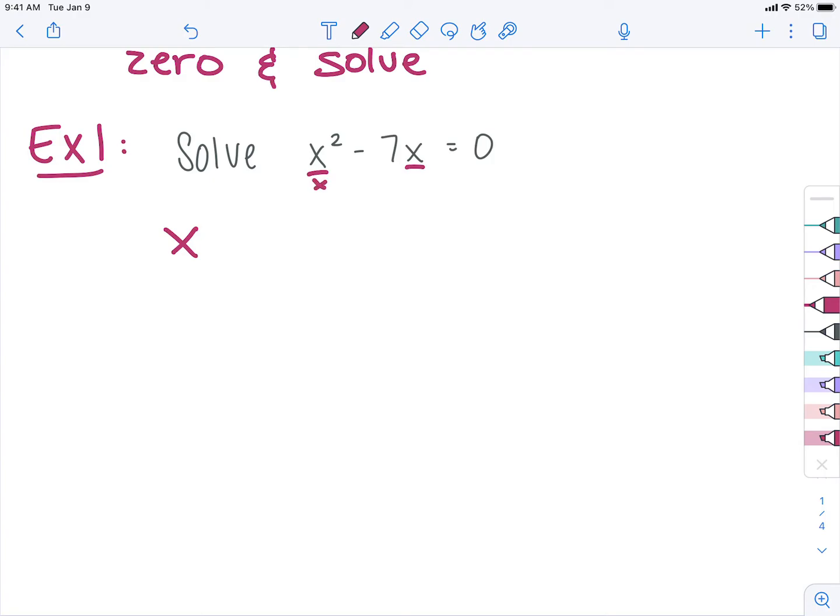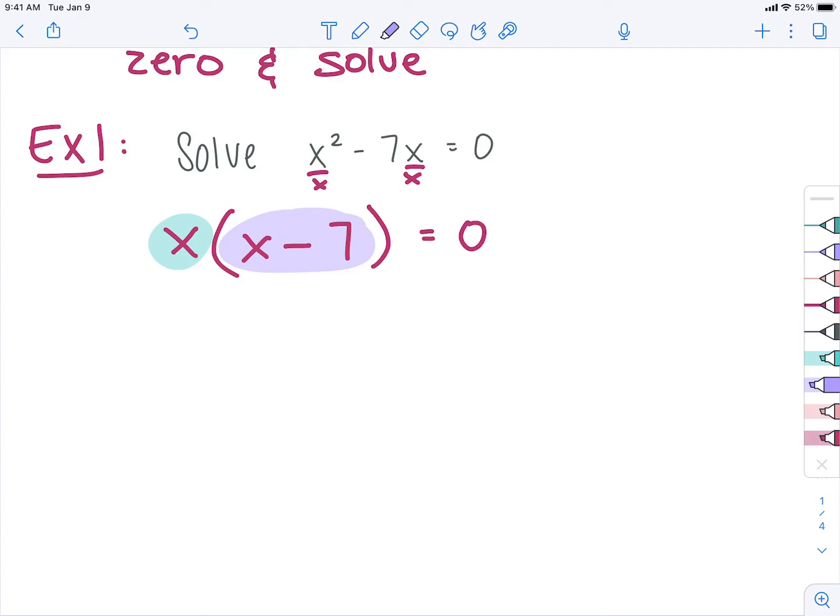When I take an x outside and I divide both of these by x, I had x squared, I took an x away, so I'm just left with x on the inside. I bring down my minus sign. 7x, take x away, just leaves me with a 7. It all still equals 0. I just bring that equals 0 along. And then I'm going to write 2 separate equations. So I'm going to take my first factor and set it equal to 0. And I'm going to take my second factor and set it equal to 0.